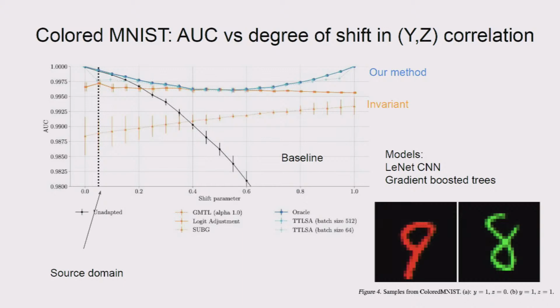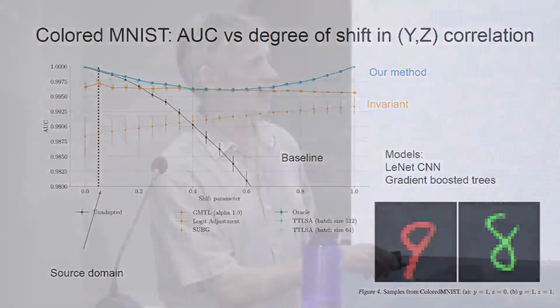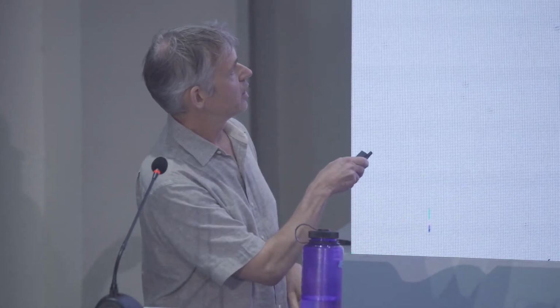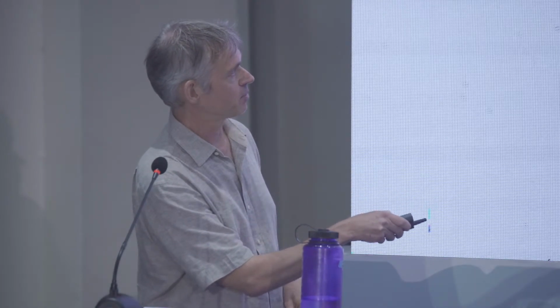We're going to take the colored MNIST data set as a warm-up task. The task is to predict whether it's an 8 or a 9. It's a binary problem. And there's a background variable, which is red or green. In the source, red is correlated with 9s. And when you shift, then red becomes more correlated with 8s. The degree of correlation is on the horizontal axis here. So 0.5 means they're uncorrelated, like the color has nothing to do with the class.